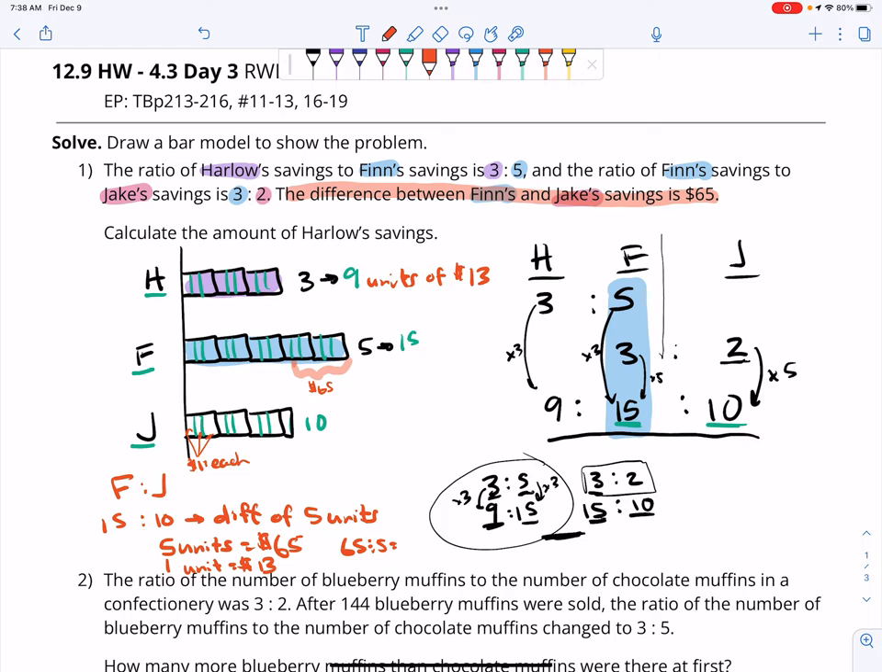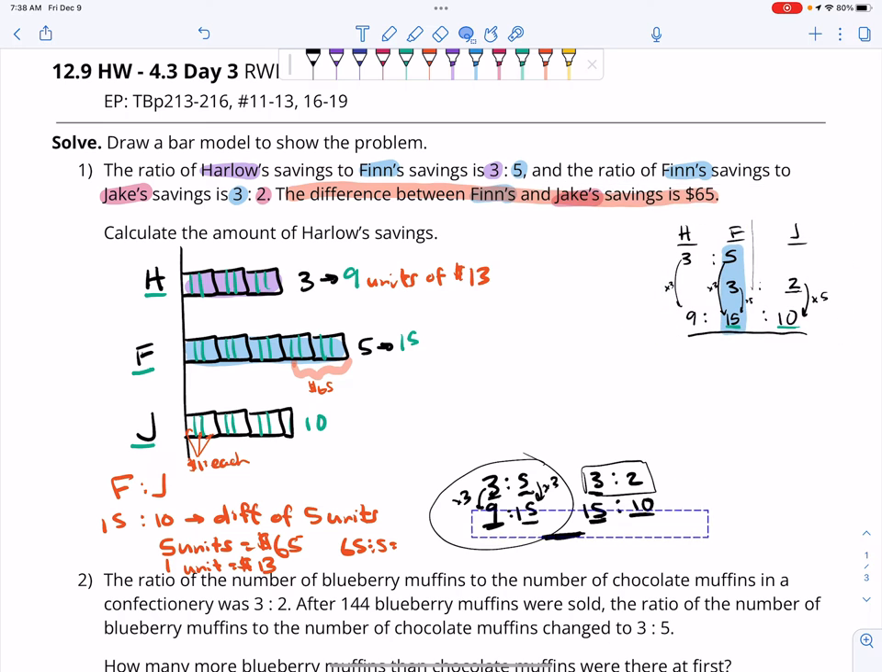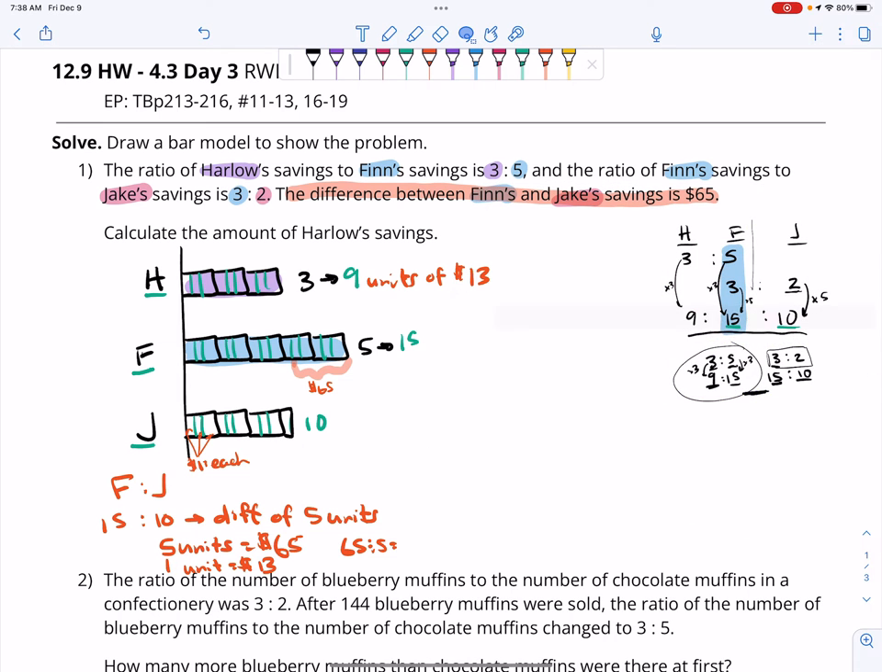So to calculate Harlow's value, I'm running out of space and my work is getting messy. But you know what? The beauty of Notability is that I am able to shrink things down to give myself some more space to work with. I'm going to take this work, move it out of the way. So now we can continue working with Harlow's information here. That 9 units of $13 is the same as 9 times 13, or 90 plus 27, which is 117. So Harlow has $117 in her savings.